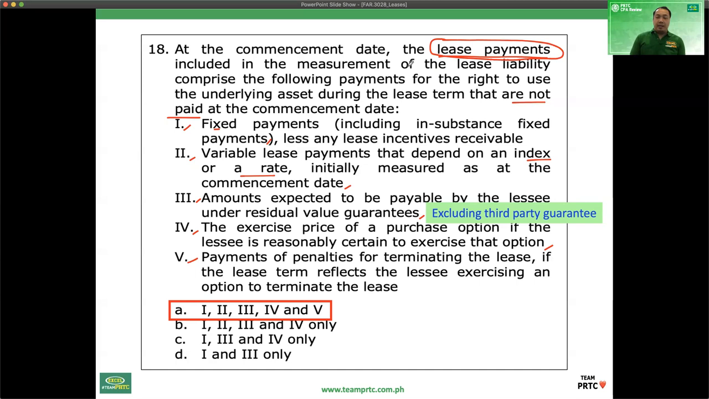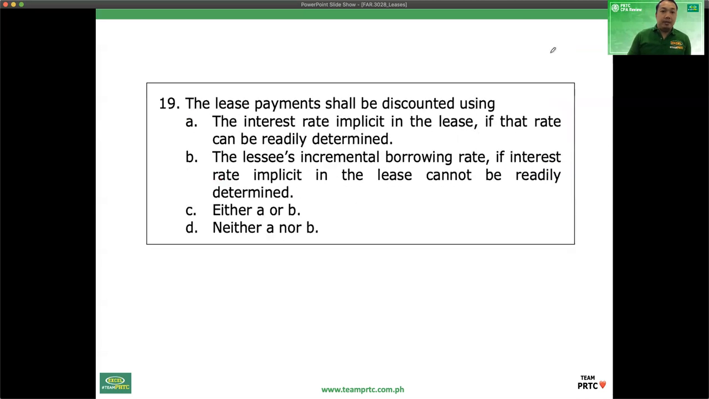Okay? Kung may guaranteed residual value, pagka yung value later on ay lower than the guaranteed amount, magbabayad ang lessee. So ganun din, syempre, pag i-exercise na yung option to buy. Yung penalty kapag in-exercise yung termination option. Okay, so that's the initial measurement of lease liability. At yung amounts na yan, i-discount yan. Dapat present value of the lease payments. So ang tanong, using what rate?